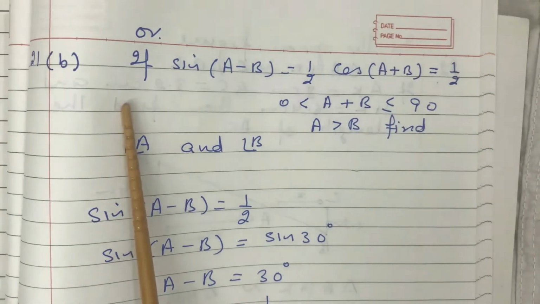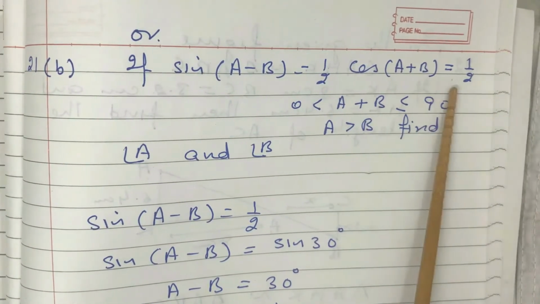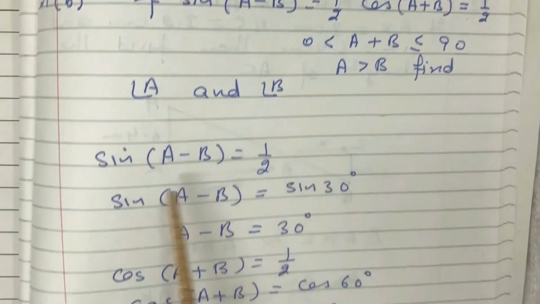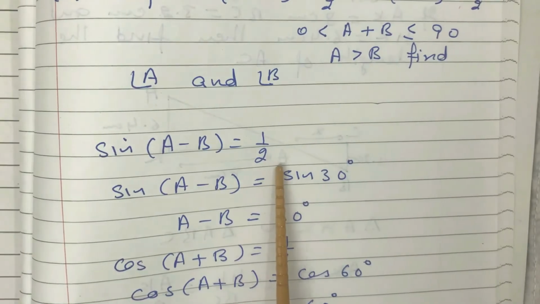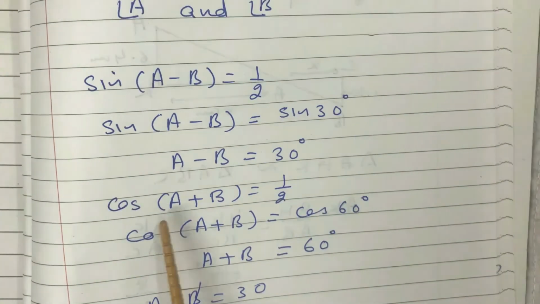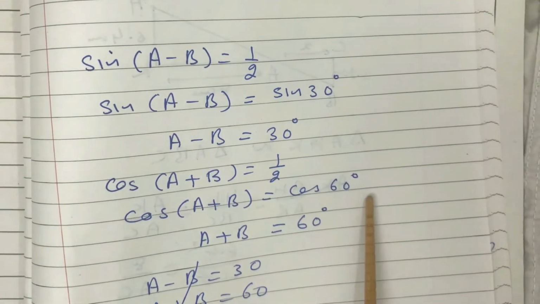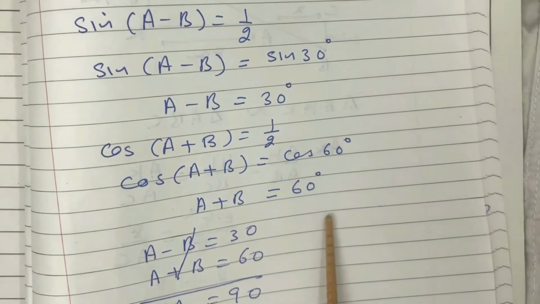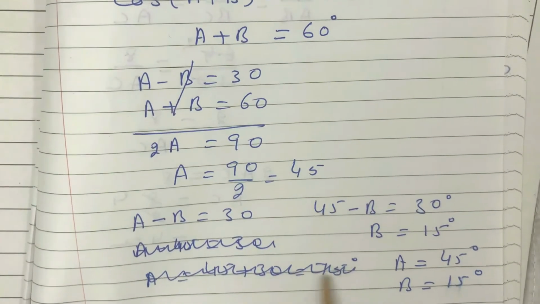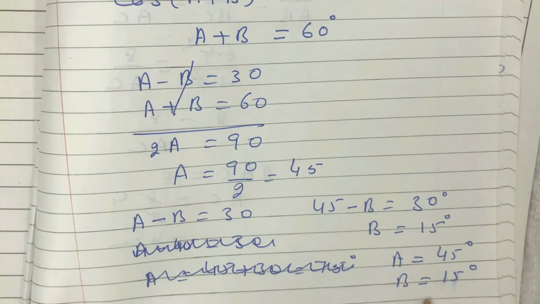Now 21 B part. If sine A minus B is 1 by 2, cos A plus B is 1 by 2, then find angle A and angle B. Now sine A minus B is 1 by 2. 1 by 2 means sine 30 degree. It means A minus B is 30 degree. Cos A plus B is 1 by 2. 1 by 2 is cos 60 degree. So A plus B is equal to 60 degree. By elimination method, find the value of A and B, which will come out to be 45 degree and 15 degree. So that is the answer.